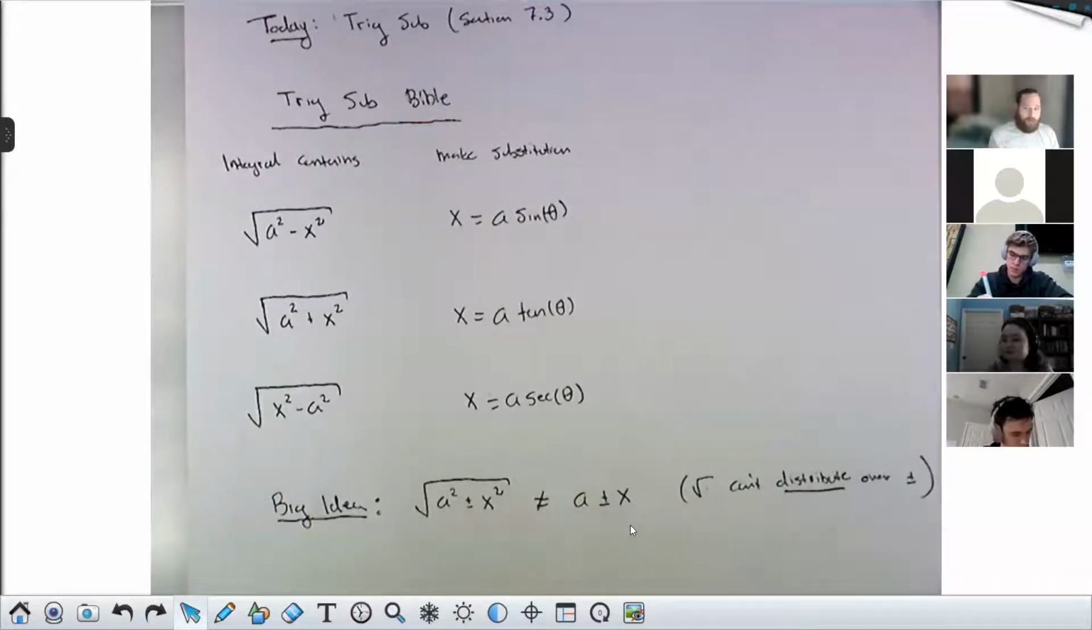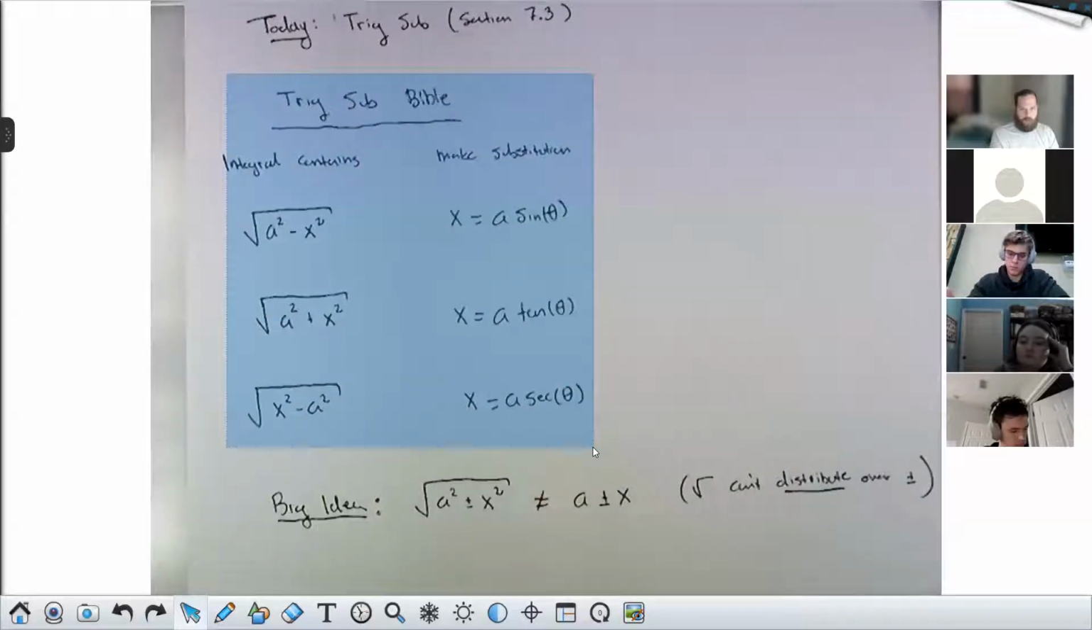Which means if you have one of those things showing up in your integral, it can be quite hard to figure out how to make them nice. The first thing I need you to make sure is baked all the way in your brain is the statement next to the big idea down here, right? We cannot do this. When you see square roots like these, you cannot do stuff like this. So then what do you do? Well, you do this. You perform the substitution that's indicated by the Trig Sub Bible.